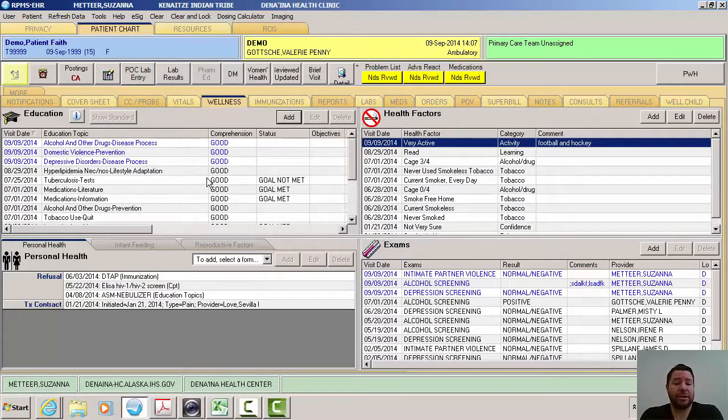Now, let's say the patient does have their positive result and then they actually get diagnosed. Since you've already done the screen, a diagnosis entered somewhere else into the system will also satisfy that measure. So that's depression. I hope this helps. Thank you.